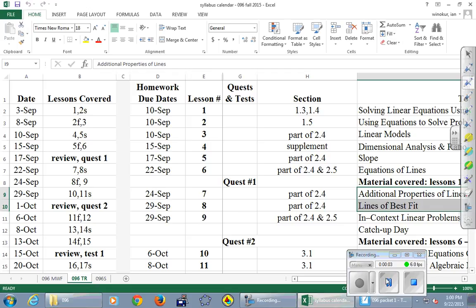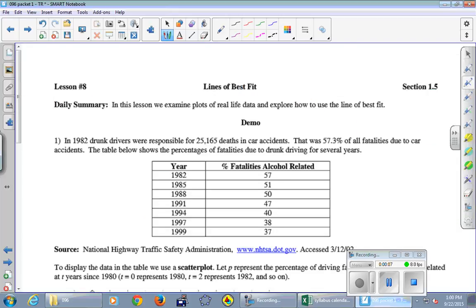Okay, so like I mentioned, we are about to start the class called Lines of Best Fit. Let's give it a shot on page 59 here. In this lesson, we examine plots of real-life data and explore how to use the line of best fit.